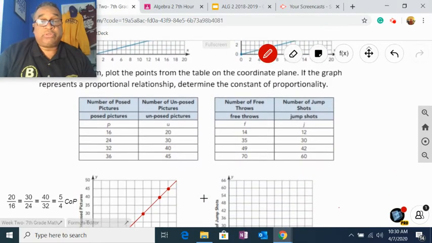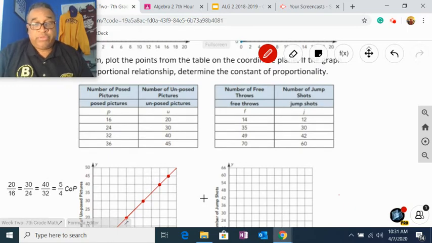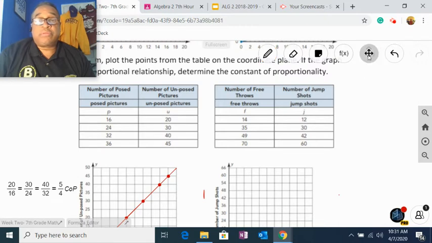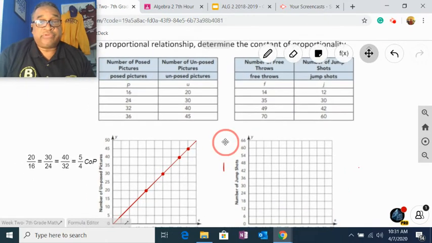Now you can see here the point (16, 20). Let's see if I can go up a little bit here. Oh, sorry. Okay. You can see the point (16, 20) here. Sorry about the delay there. Still learning this technology, folks. There we go.